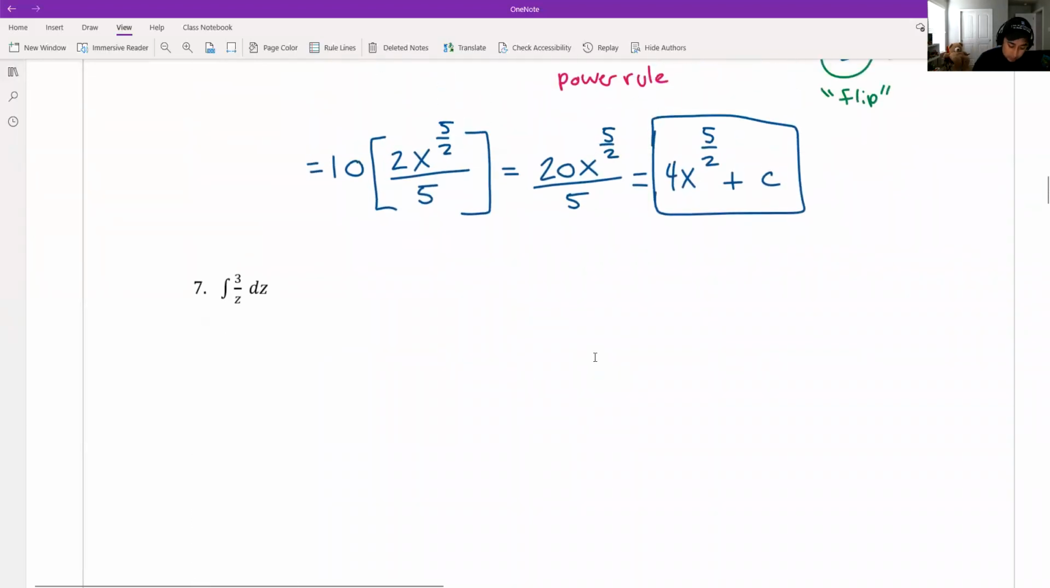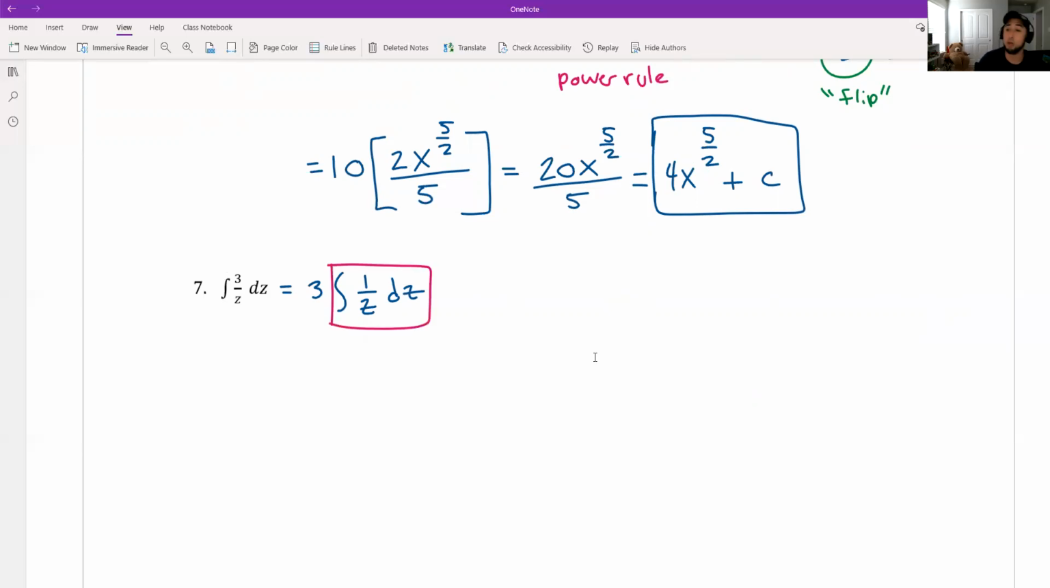Okay, 7. All right, 7. I'm going to rewrite it. First thing I'm going to do is take that 3 out. So this becomes 3 times the integral of 1 over z dz. This is the only part we want the integral of.